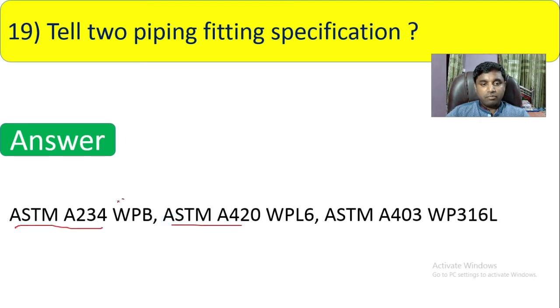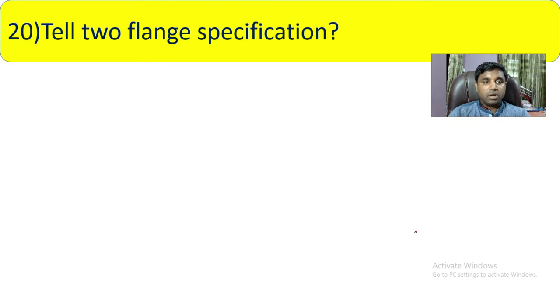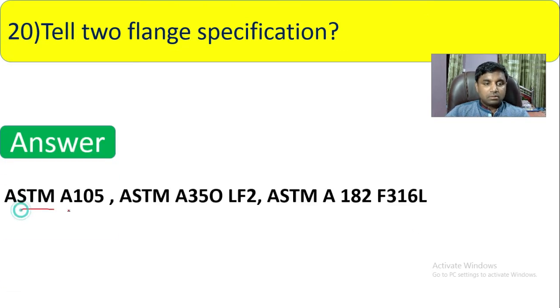If you do not tell the full one, then you have to tell the minimum: ASTM A420, ASTM A403, all this. Question number 20, tail to flange specification, same like ASTM A105, ASTM A350, ASTM A182 316L, LF2. So all these things are for the flange specification.